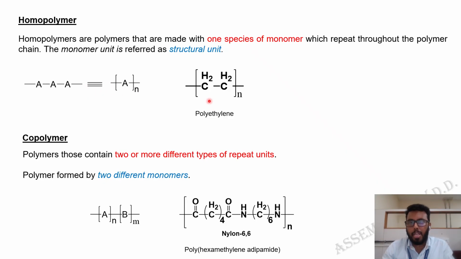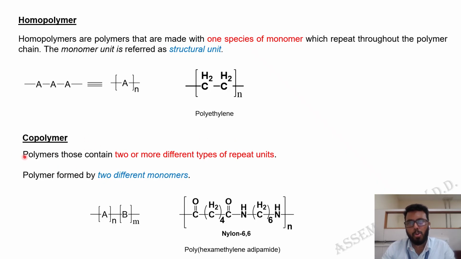Similarly, the simple example would be CH2. The CH2 is an A type. So this CH2 will keep on repeating without any alteration in substituent. That is called a homopolymer. Polyethylene is a simple, well-known example of a homopolymer.